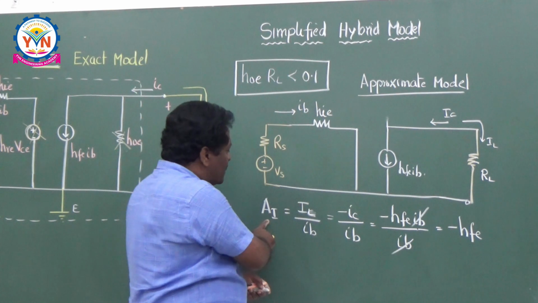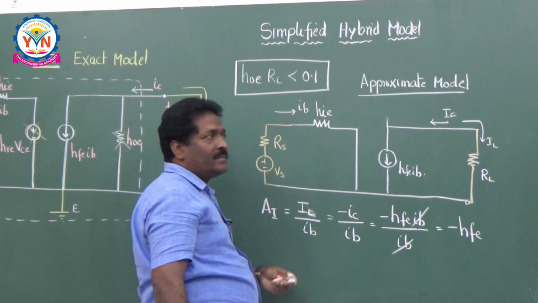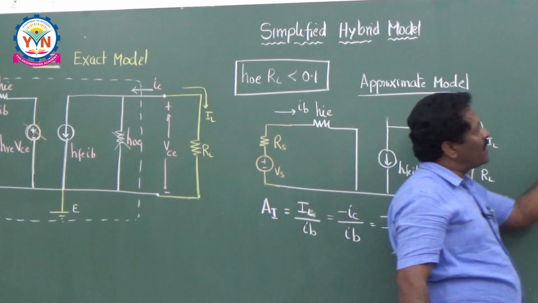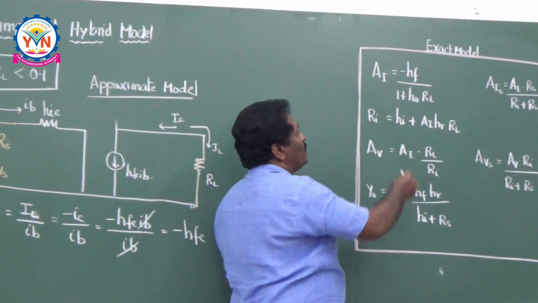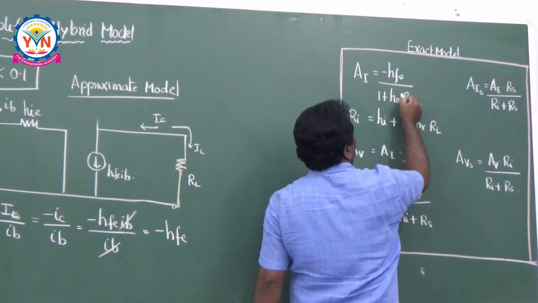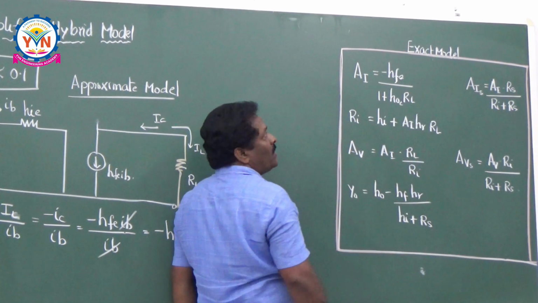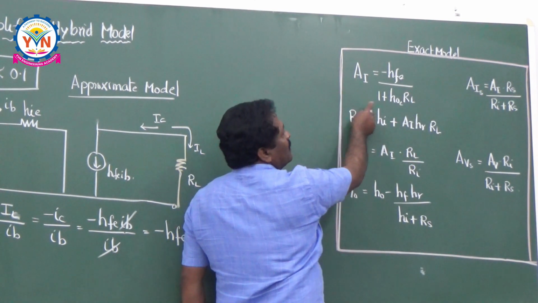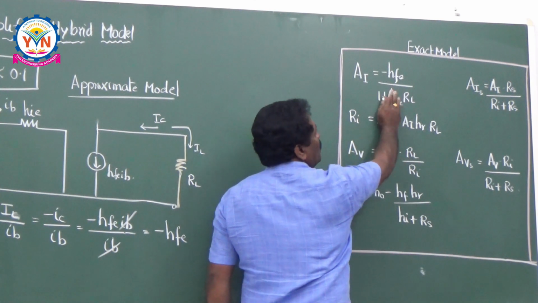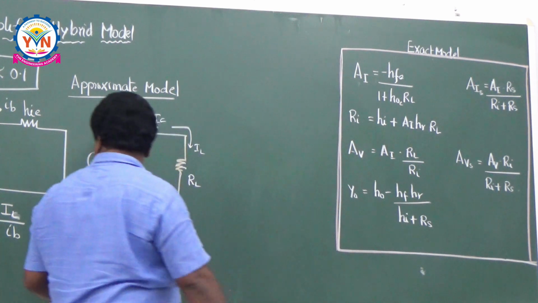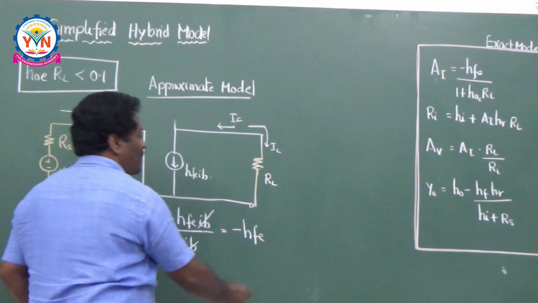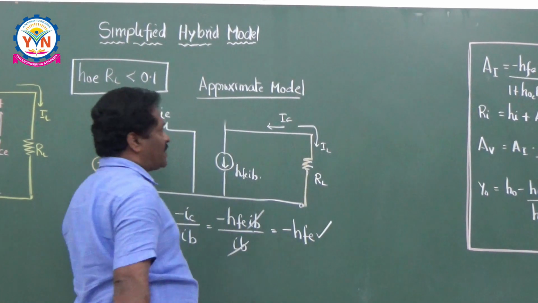Now, for the exact model, you already know this current gain. Just see here. This is the current gain for the exact model: AI is equal to minus HFE by 1 plus HO into RL. So, in this approximate model, what you have done is that HO is not there. You remove this, then AI is equal to minus HFE. The same thing you got here, AI is equal to minus HFE. So, it is a simple way of getting this result.